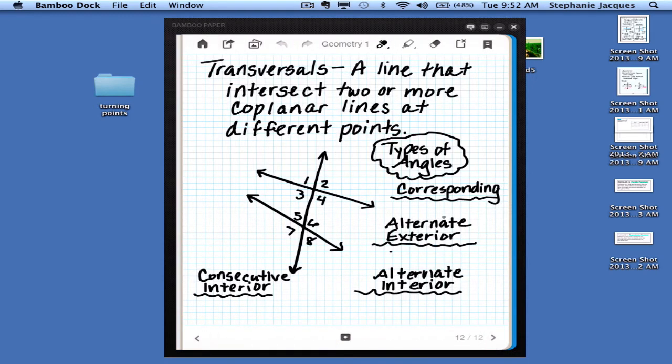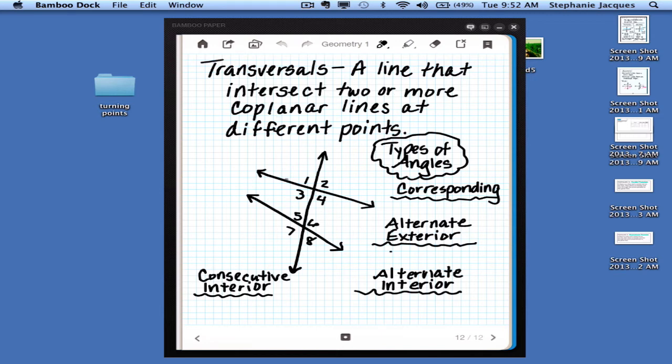Now we'll talk a little bit about transversals. So a transversal, all this is, is a line that intersects two or more coplanar lines at different points. So all of that vocabulary sounds scary. So we know what a line is. We know what intersect means, just crosses through. Two or more coplanar lines.